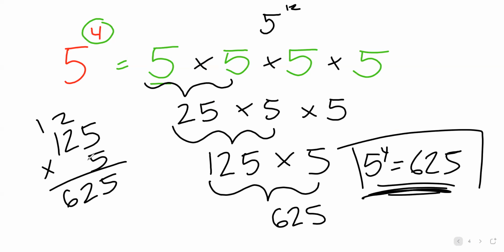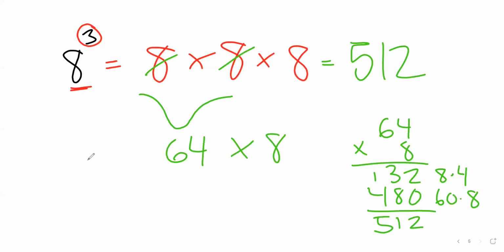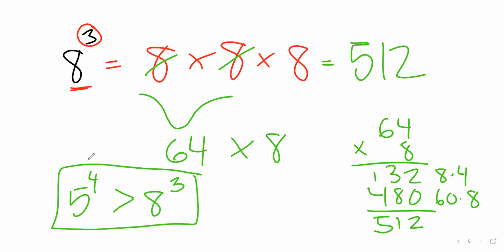5 to the power of 4 is 625, whereas 8 to the power of 3 is 512. So actually 5 to the power of 4 is greater than 8 to the power of 3. And you'll start to see things like this when you get into middle school, which is really cool. Maybe you'll see some of them today in your work.